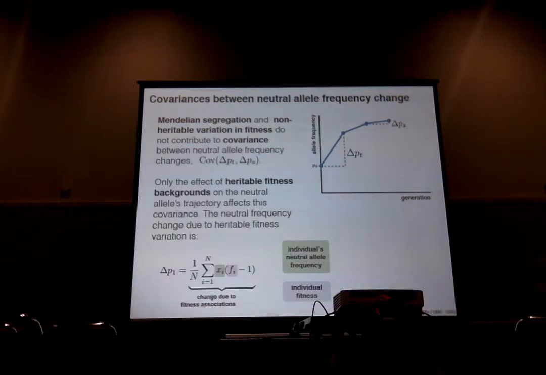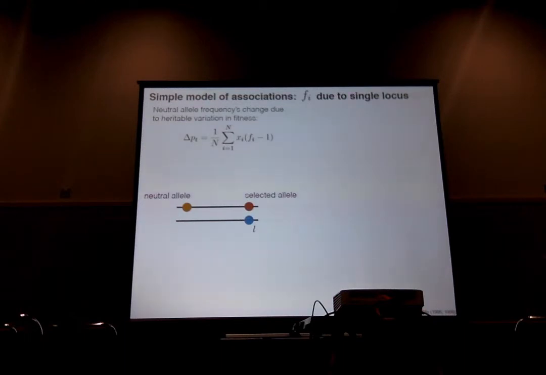It turns out that the only effect on covariances is heritable variation of fitness, and we can think about this as the allele frequency change in the population is just the allele frequency changes across all individuals. Each individual, i, has an allele frequency, Xi, and a fitness, Fi. And you can see that if there's no heritable variation for fitness, all of these Fi's are 1, and this term collapses to 0. There's no change in allele frequency due to heritable differences in fitness. So I'm going to step through this very simple single locus model. I think this gives lots of intuition for the genetic basis of this type of approach.